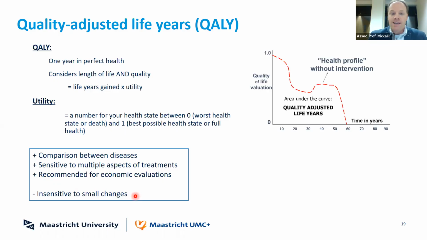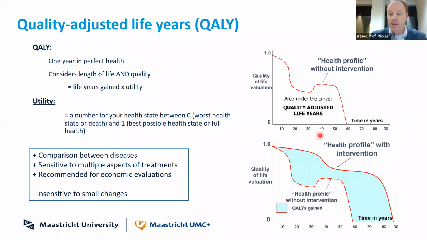To measure QALY, we combine the life years and the utilities. So here you have an example. We have the life years and we have the quality of life measured between 0 and 1. And the QALY is the area under the curve. This is an example of a profile without an intervention. And if we get an intervention that improves the quality of life, that also improves the life years, we get a gain in QALY measured here in blue. So the gain in QALY is the difference between the two areas under the curve.